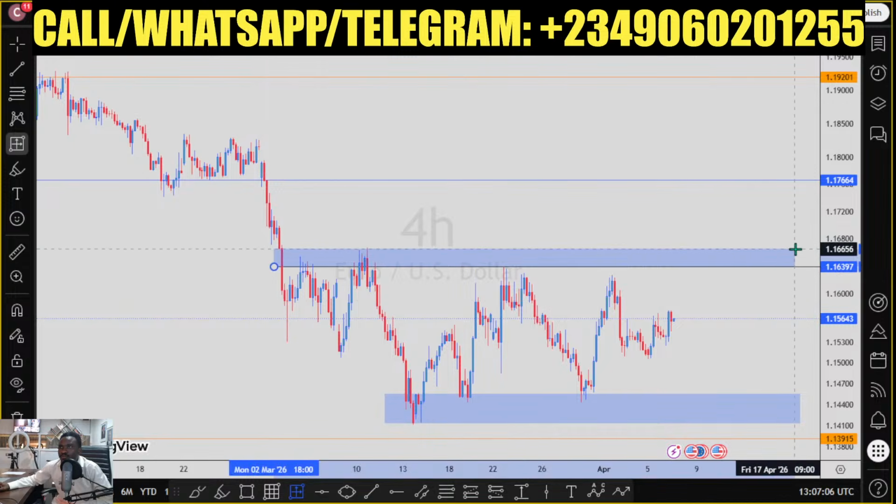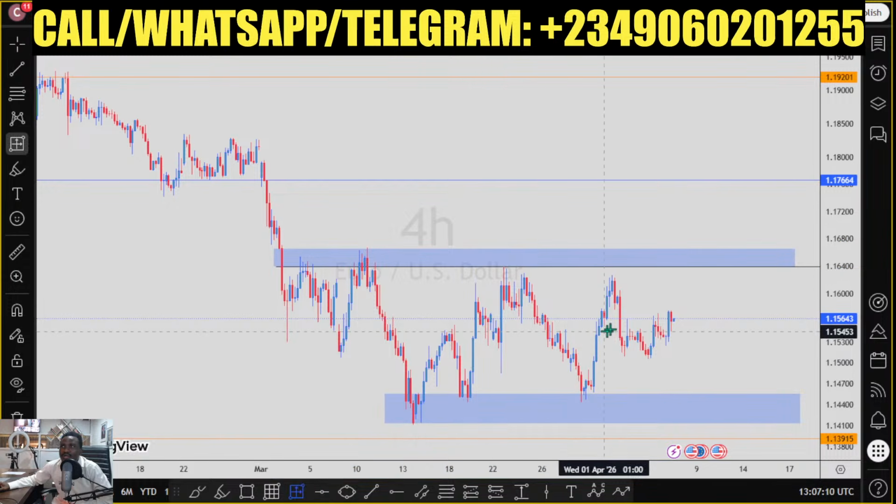So this is a sideways market structure. So why are you looking out for entries at the middle? It doesn't make sense, right? It doesn't. So now we remove all this.